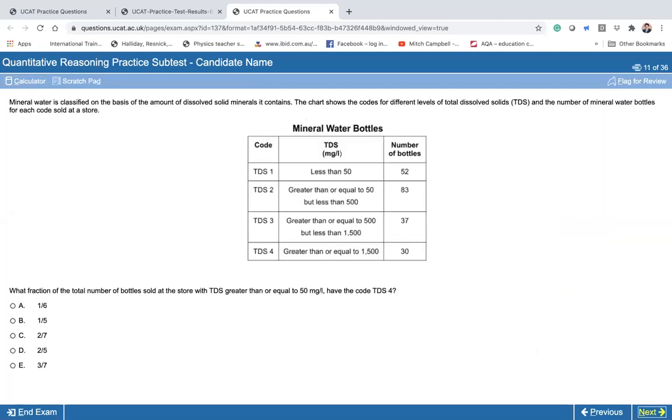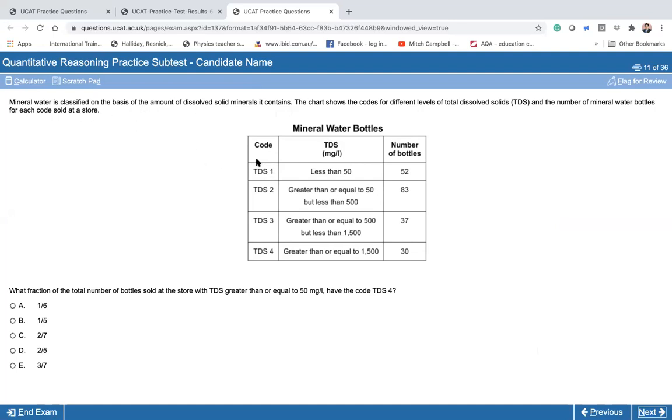All right, let's look at the next question now. Your question number 3, this is about mineral water. It says mineral water is classified on the basis of the amount of dissolved solid minerals it contains. The chart shows the codes for different levels of TDS, total dissolved salts, and the number of mineral bottles for each code at a store.